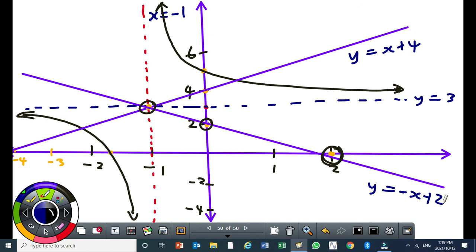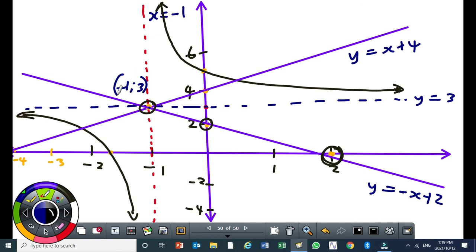Okay, but in a nutshell, you need to know that the asymptotes and the lines of symmetry intersect at a common point. And the coordinates at this point here are x equal to -1 and y equal to 3.